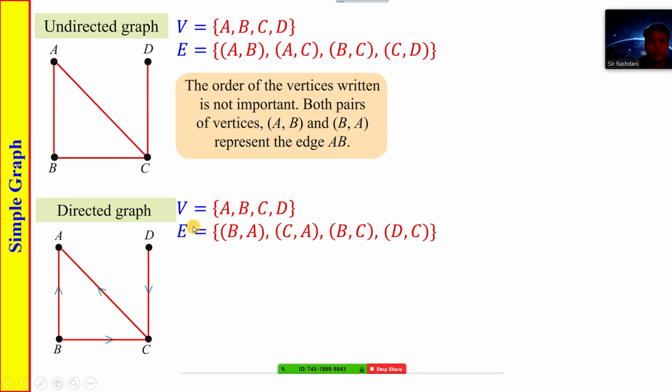Okay, the order of the vertices written is not important. Both pairs of vertices AB and BA represent the edge AB. You may put BA or AB in this undirected graph, but in the directed graph you can't. You need to follow the arrow.